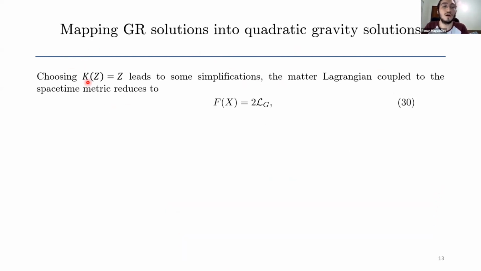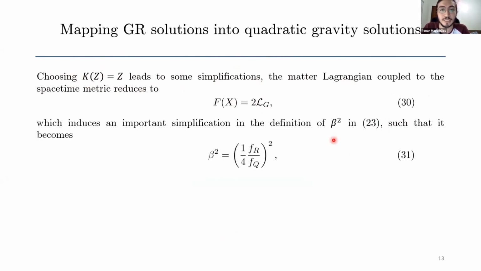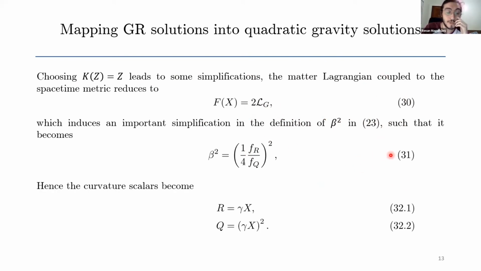So the choice of capital K, the matter Lagrangian, being equal to capital Z leads to some simplifications. The matter Lagrangian coupled to the F of R Q is now given by equation 30. And this leads to a simplification in the definition of beta squared that appears in the relations of capital R and capital Q, which is now given by equation 31. Using these two equations here, we find that the curvature scalars, capital R and capital Q, are now simply given by these two expressions here.